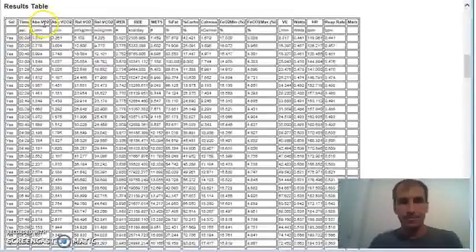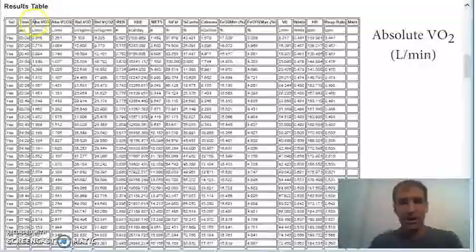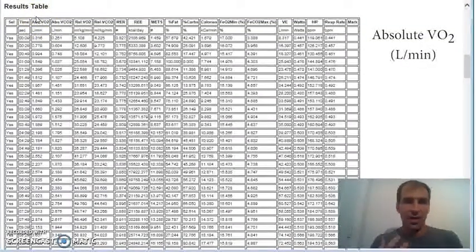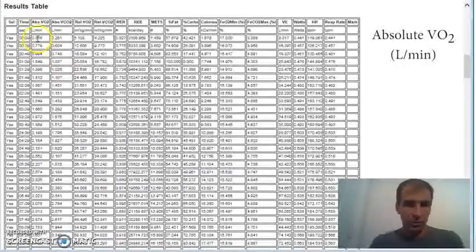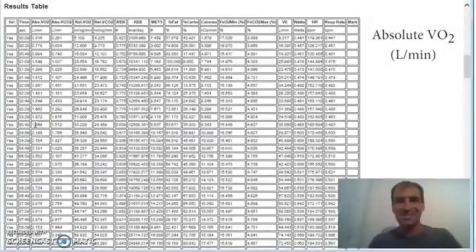First is absolute VO2, ABS VO2. That's the absolute value of oxygen they're uptaking for that given time. Each of these is over, I think, 20 seconds. We do 20-second intervals here. When they started, the absolute value, measured in liters per minute, is 0.316 liters. And as you can see, not surprisingly, it goes up as the intensity of the activity goes up.